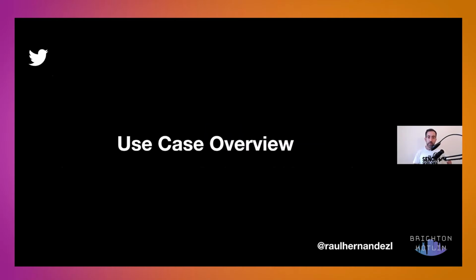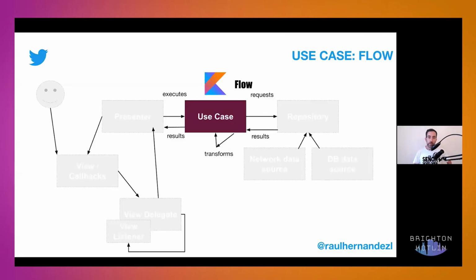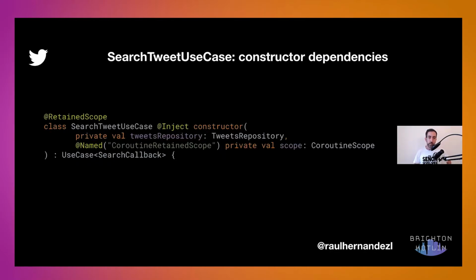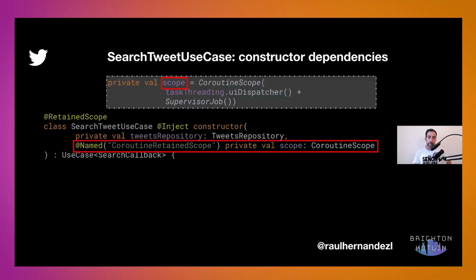And now let's see what we have for the use case overview. So we're going to collect the flows. The flow is going to be passed firstly with the callbacks. And now the use case with implementation of the callback is a use case with a callback as a parameter. We have the tweet repository and then the coroutine scope. And the scope that they use is basically a UI dispatcher with a supervisor job.